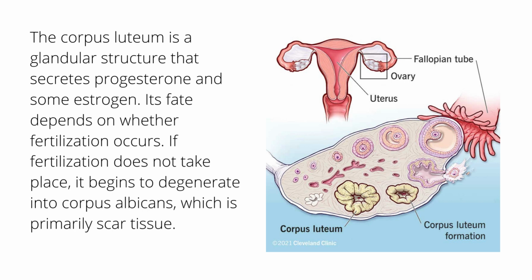develops sufficiently to secrete the necessary hormones. Again, the corpus luteum ultimately degenerates into corpus albicans, but it remains functional for a longer period of time if fertilization is successful.